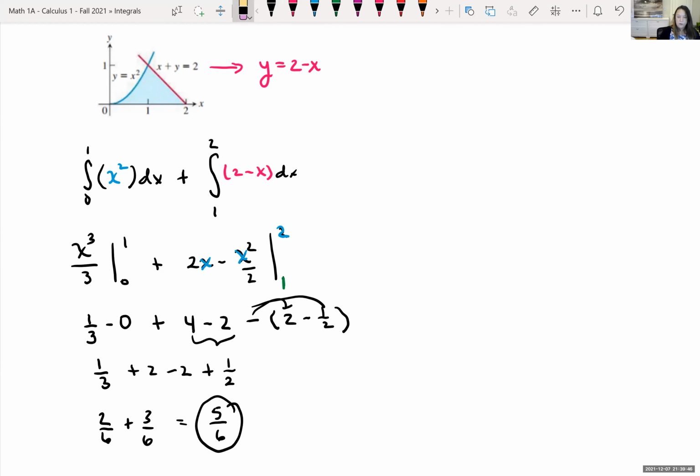Okay. We would have only had to have done one integral if we would have integrated this with respect to y instead of with respect to x. So let me just give you the following.